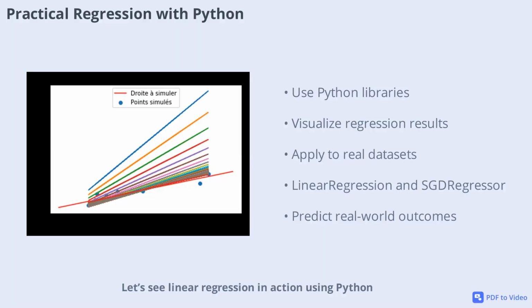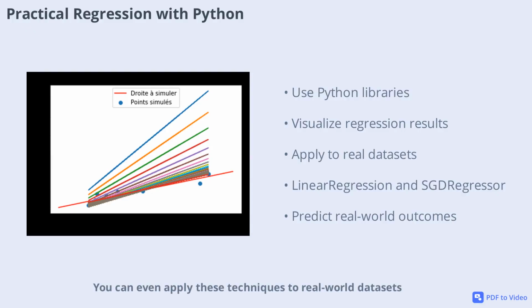See linear regression in action using Python. Libraries like NumPy and scikit-learn make it easy to implement regression models. With just a few lines of code, you can generate data, fit a model, and visualize the results. Scikit-learn's LinearRegression class computes the best fitting line by minimizing the mean squared error, while SGDRegressor uses gradient descent.